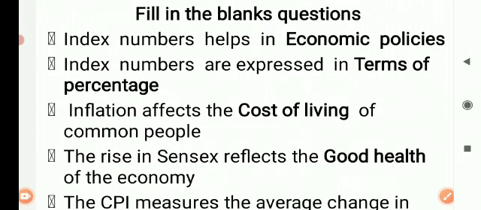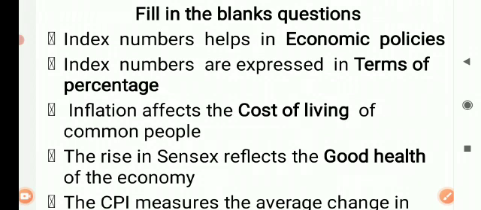Inflation affects the cost of living of common people. Do you know the meaning of inflation? Inflation is a process of deliberate increase in the price or general price level and decrease in the value of a currency. When there is a continuous increase in prices in the economy, it leads to a decrease in the value of currency.